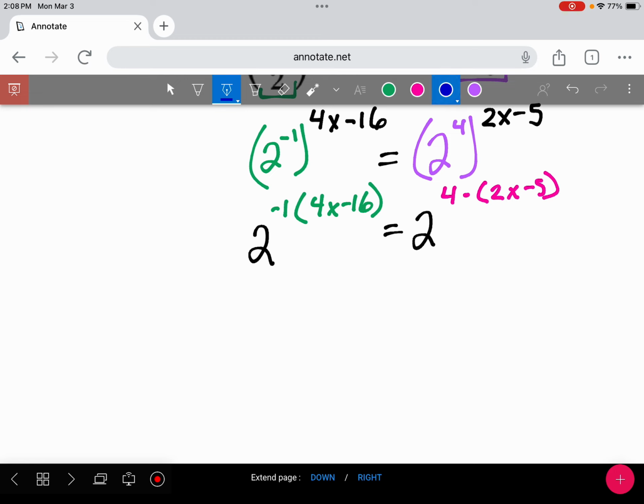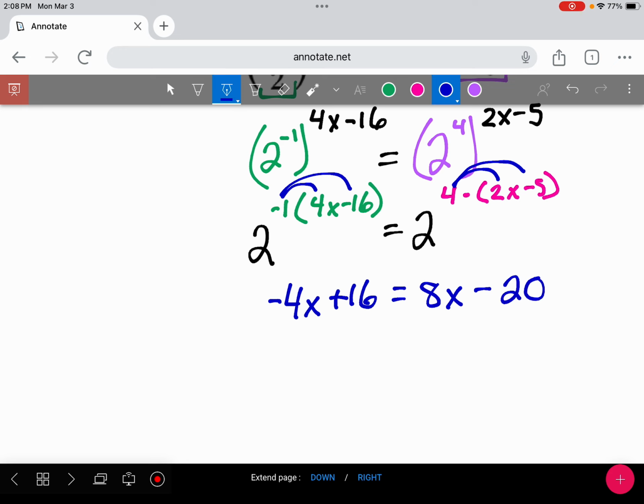So when I come down and write down just my exponents, I'm also going to do this multiplication. What is minus 1 times 4x minus 16? Negative 4x plus 16. Minus 4x plus 16. And then we distributed the minus sign through. On the right-hand side, my 4 times quantity 2x minus 5. 8x subtract negative 20. 8x minus 20. So I did the multiplication and brought them both down into the same line.